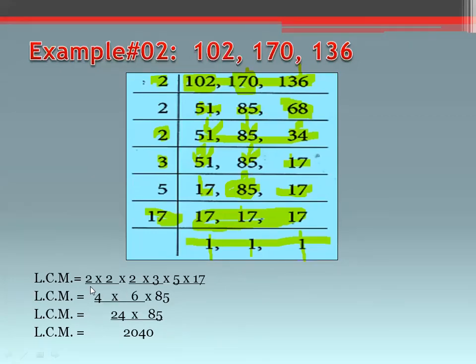Okay, now what you will do, you will multiply 2 multiplied by 2 will become 4, 2 multiplied by 3 will become 6, and 5 multiplied by 17 will become 85. Okay, then again you will make the pair here. 4 multiplied by 6 will become 24, and you will copy 85 here, and then multiply 24 by 85, then you will get the answer, that is 2040. 2040 is your LCM.